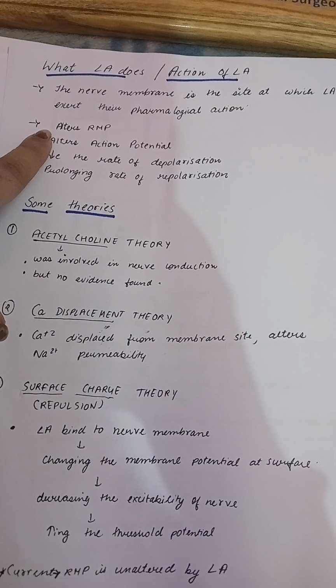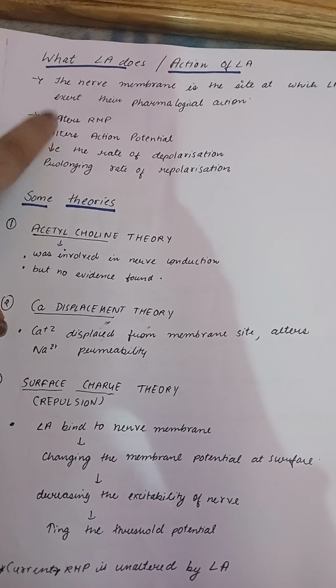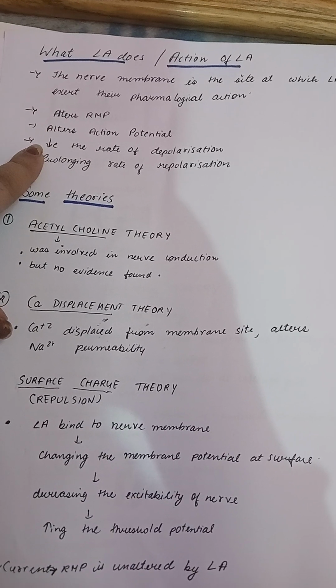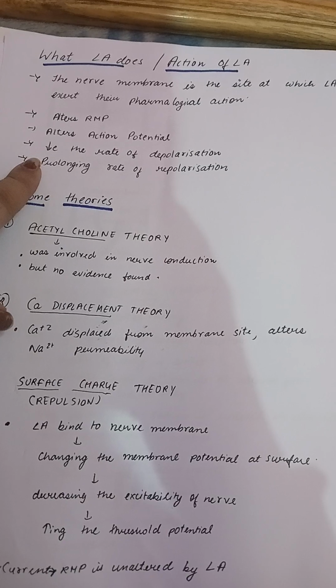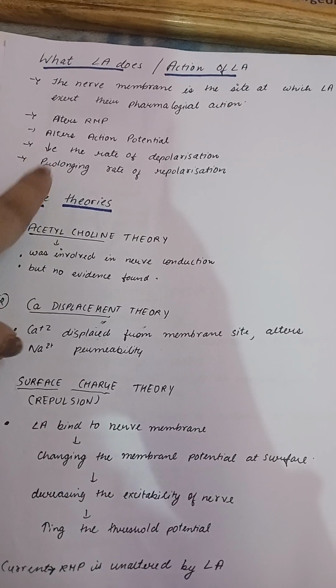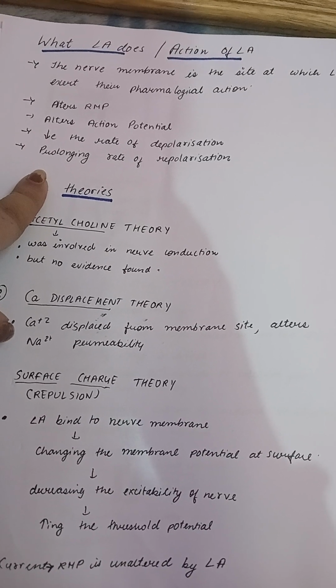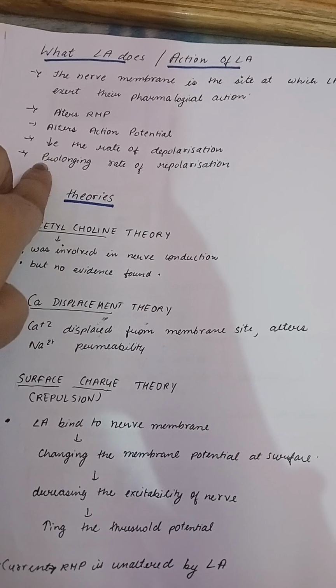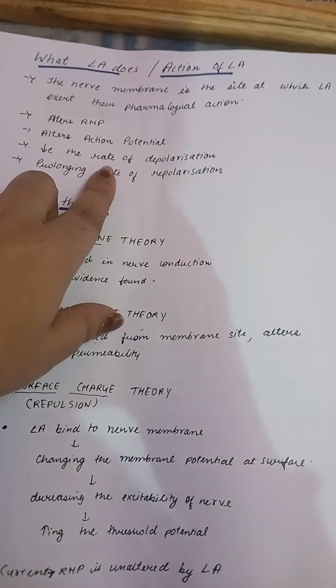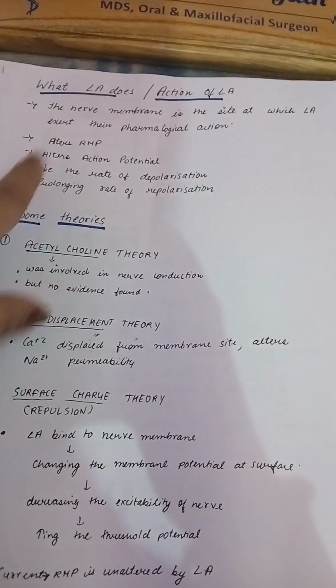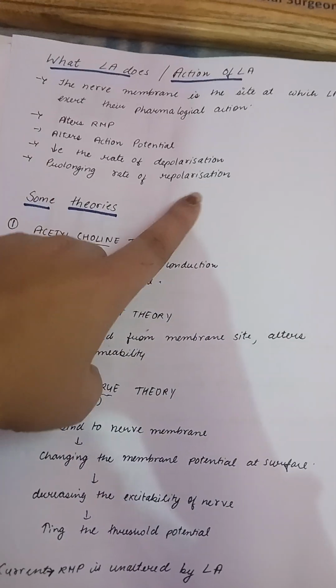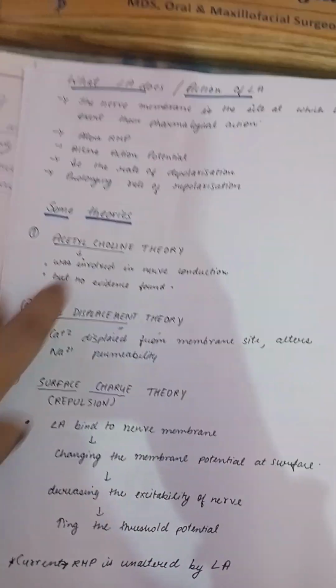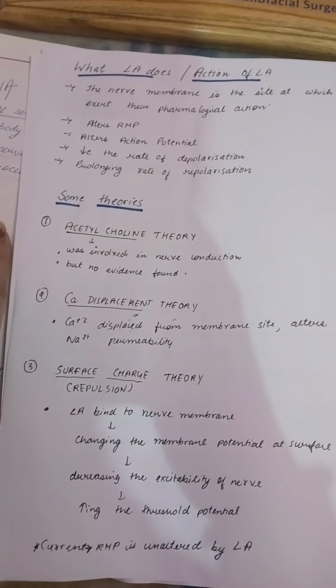We have read about resting membrane potential. Then it alters the action potential. It decreases the rate of depolarization and prolongs the rate of repolarization. What is it doing? It is decreasing the rate of depolarization and prolonging the rate of repolarization. Okay. Now there are some theories.